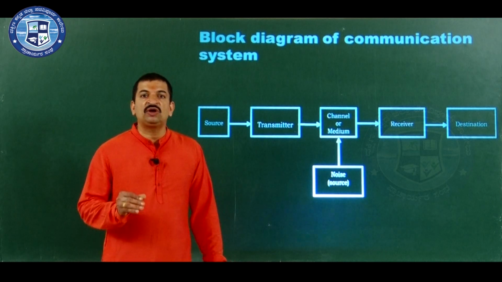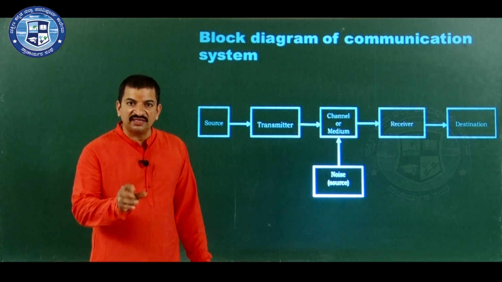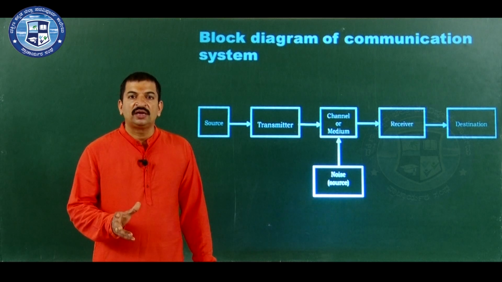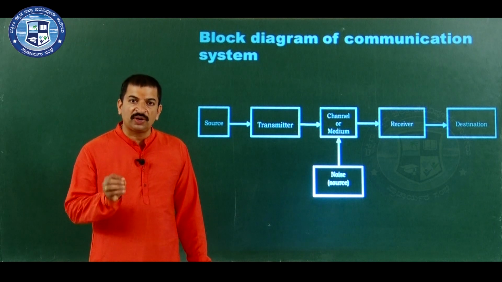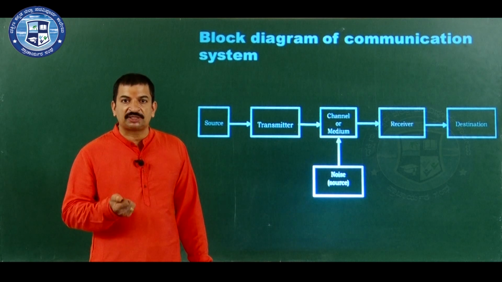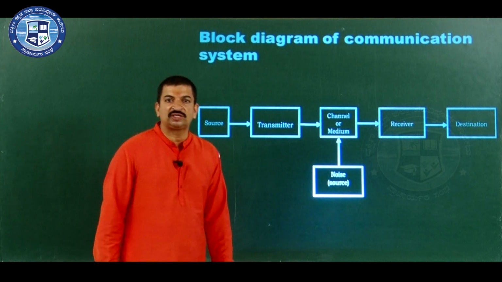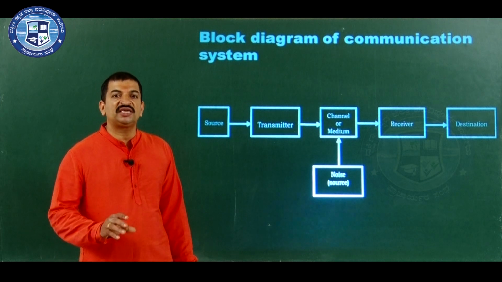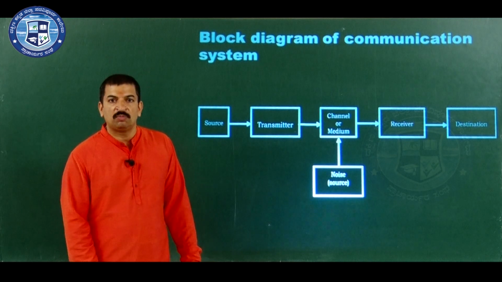Now, the receiver will receive the modulated wave, but it is not the information signal. Modulated wave carries information, but it is not the original information. Therefore, the receiver extracts the information from the modulated wave. So, receiver performs a task which is known as the demodulation, or it is also called the detection. Demodulation is the process of recovering the information signal from the modulated wave.